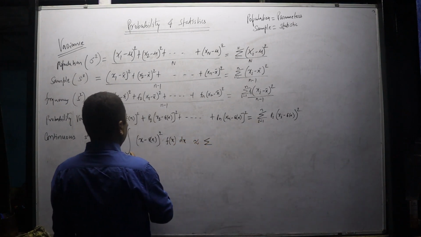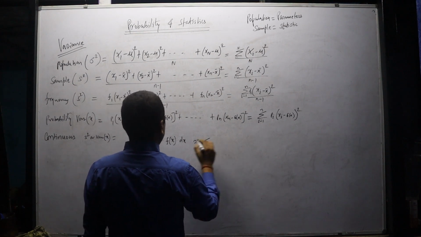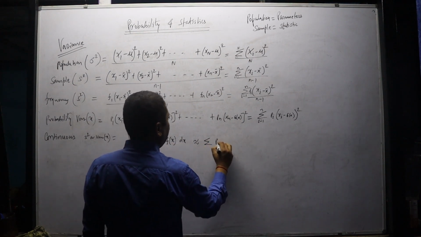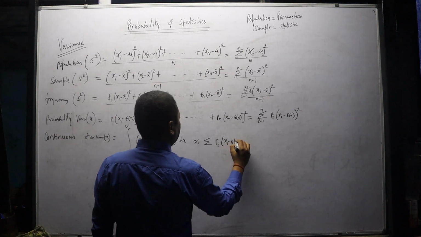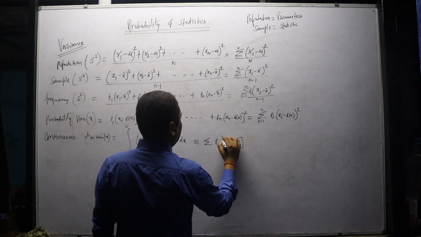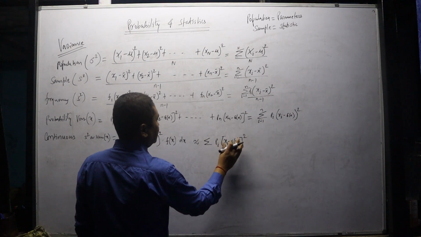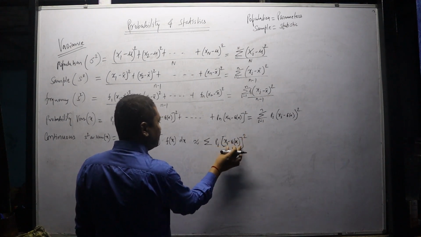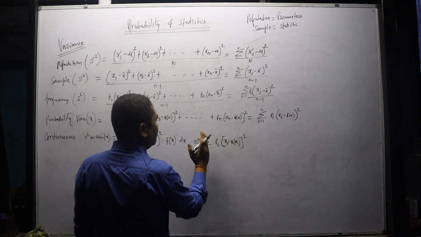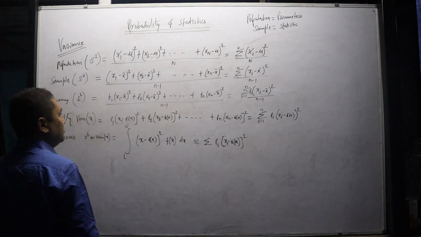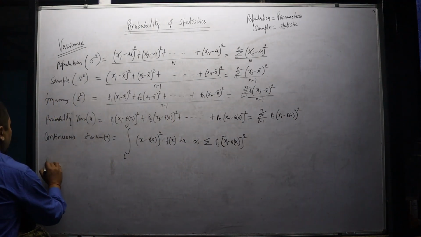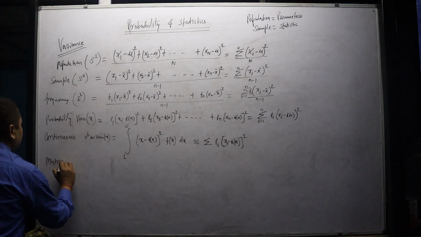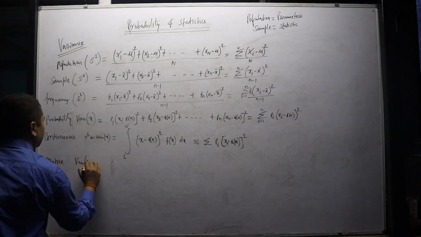Integration is equivalent to summation, and this variance is equal to the sum of the probability of xi times xi minus the expectation of x, and its square. So the deviation from the mean is squared for each observation, and we multiply it by the probability, and we take the similar sum all the way to n observations. Now let us look at variance in the case of matrix notation. Let me write it as variance of variable x.